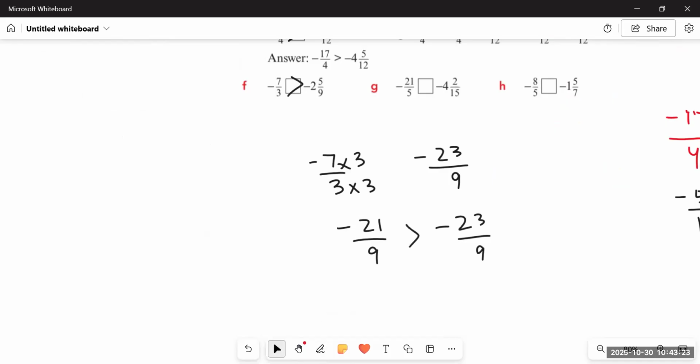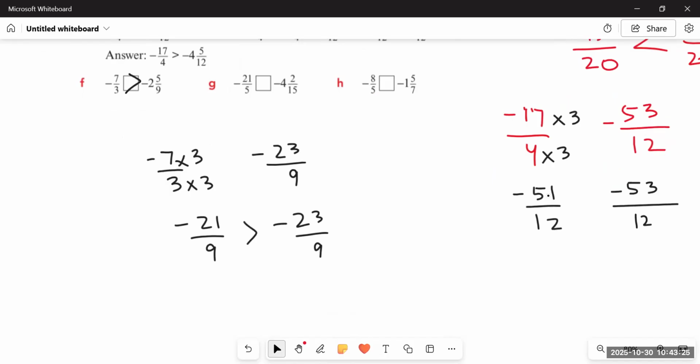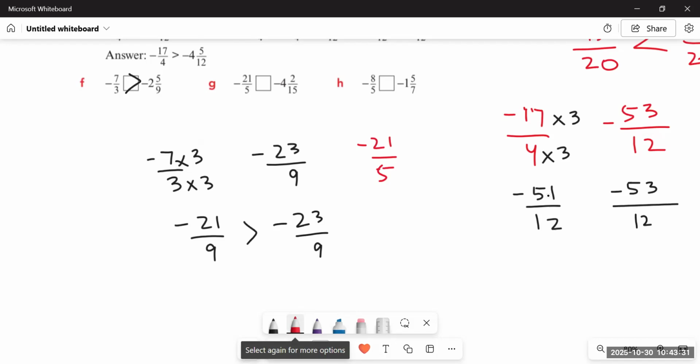Next, we have part G. Minus 21 over 5. 15 fours are 60. 60 plus 2 is 62 over 15. We will multiply it by 3. So this becomes minus 63 over 15. Minus 62 over 15. So which one is greater? Of course, 62. Because it's not positive 62, it is negative 62.